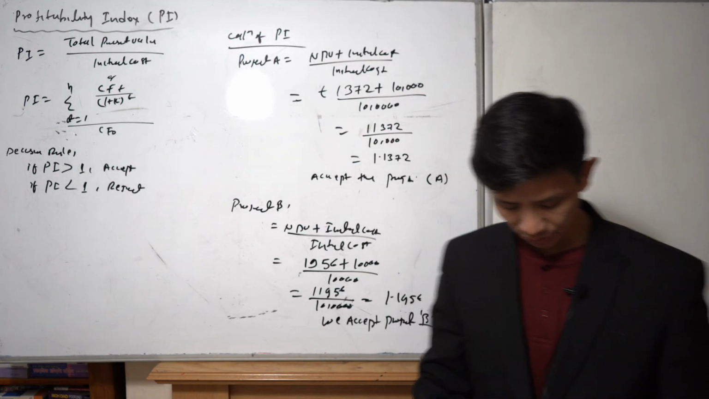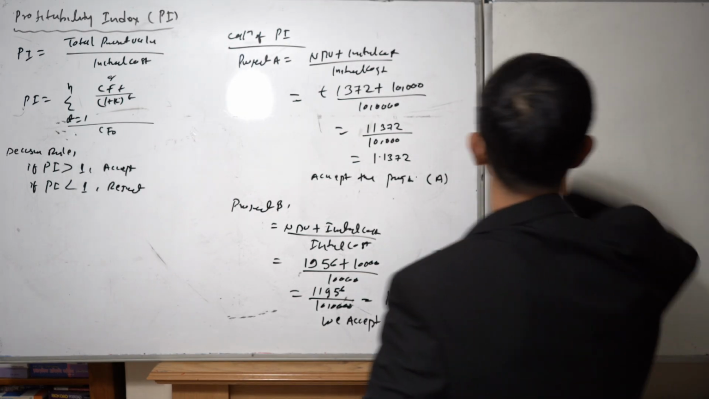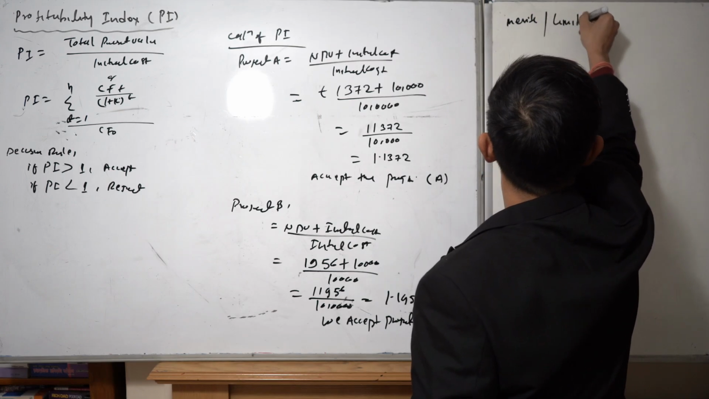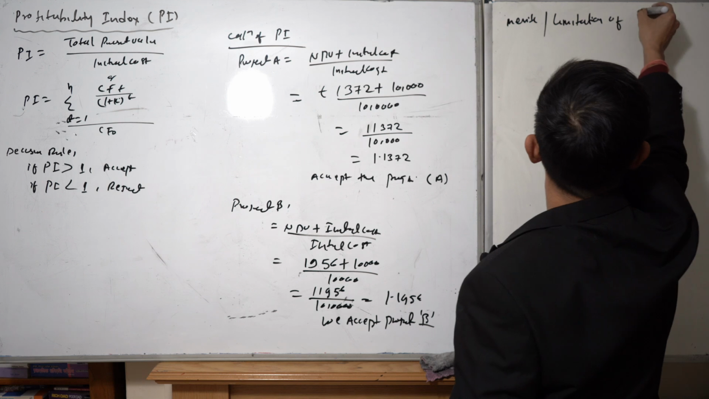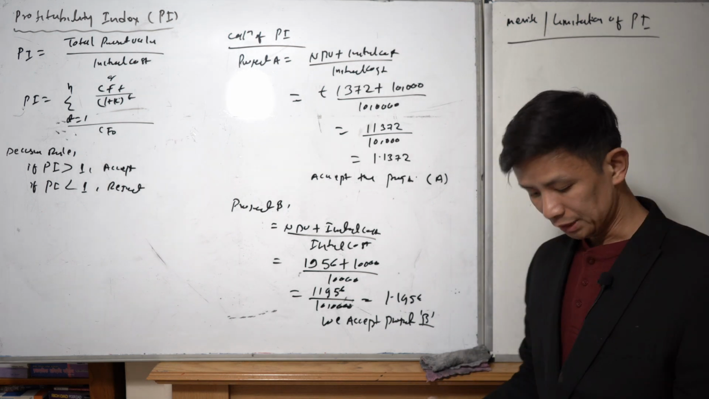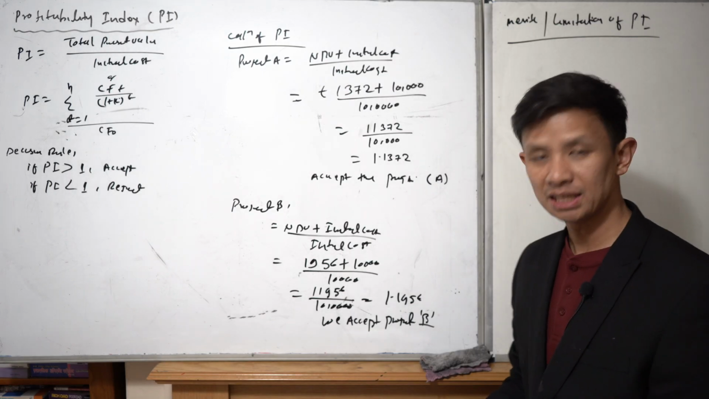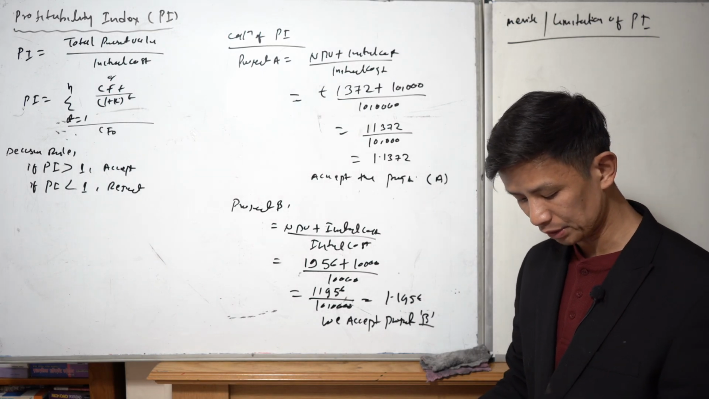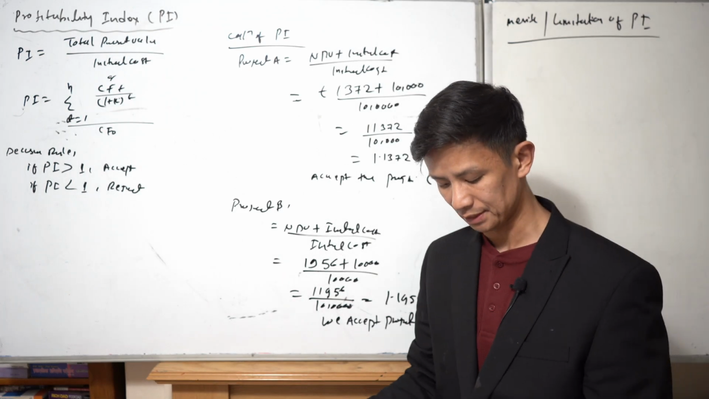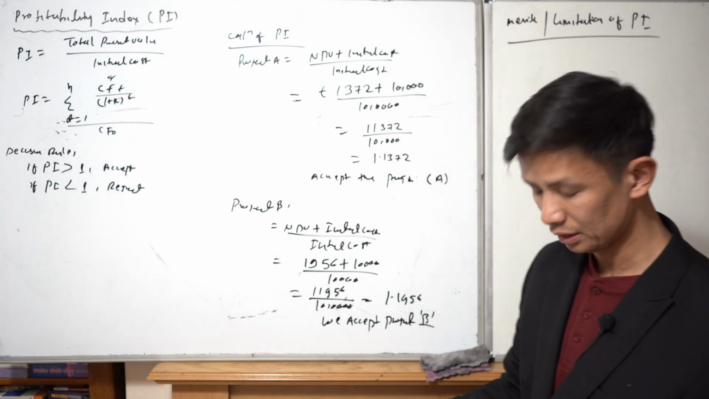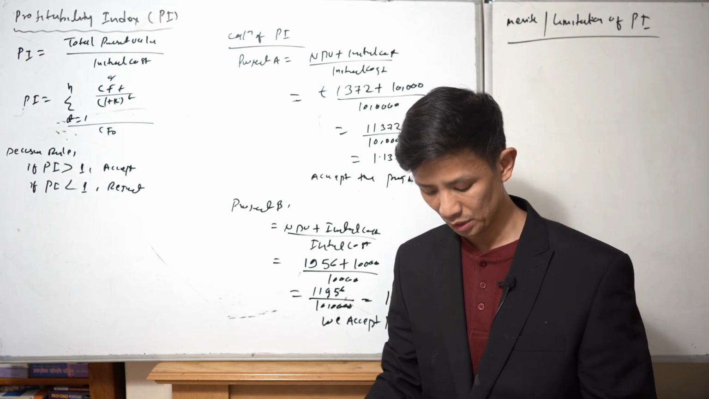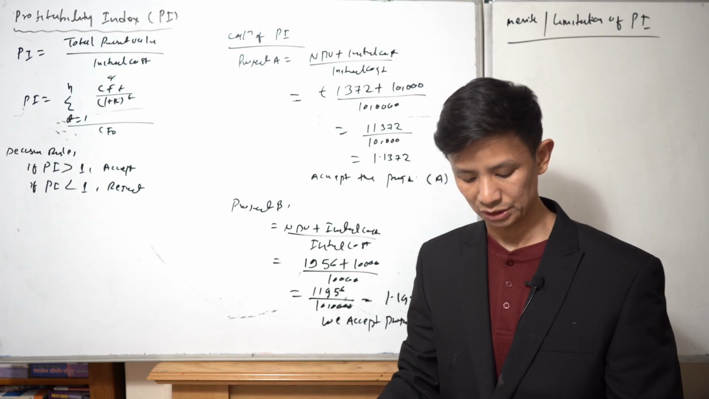Now let's have a look at the merits and limitations of profitability index. This method also has the same merits and limitations as the net present value technique, but in addition to the merits of net present value, it has one more advantage. It shows the relative profitability of the project. As stated earlier, it indicates the net present value per pound of initial cash outlay.